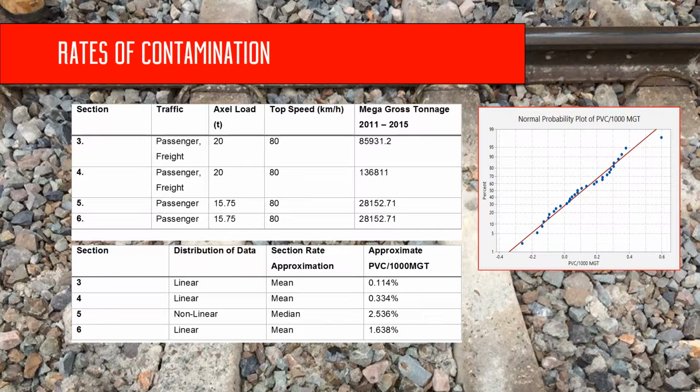A number of sections were selected which had no known maintenance between 2011 and 2015 to determine the rate of contamination. For each section, the mega gross tonnage, as well as the change in PVC between the 2011 and 2015 GPR data sets were found. The average change in PVC was determined from 100 meter lengths of each section, disregarding any with less than 50 meters worth of data, and averaged using Minitab. The rate for each length was determined as PVC over 1000 mega gross tons. The table here represents the final rates determined for each section.